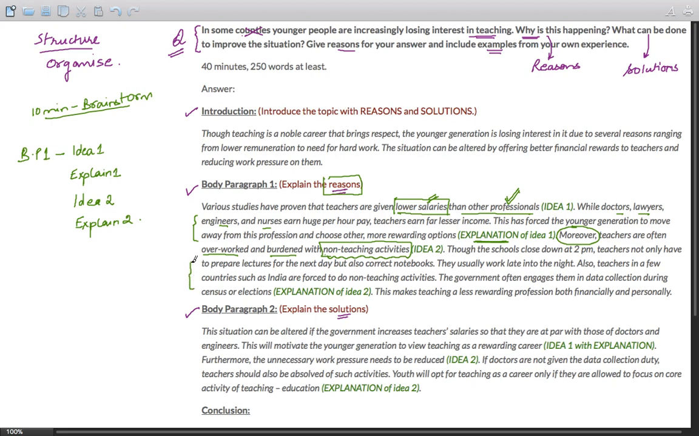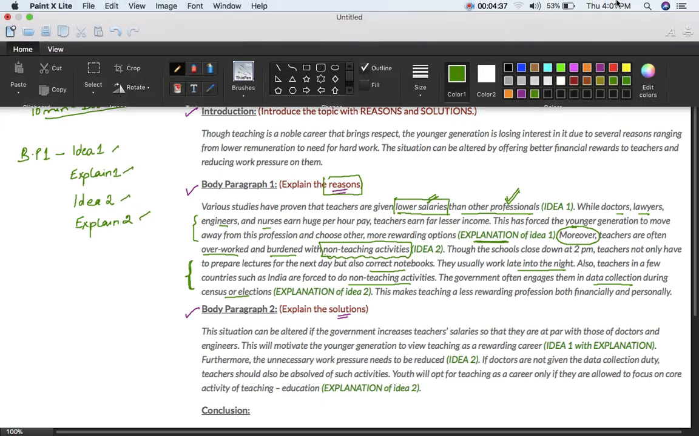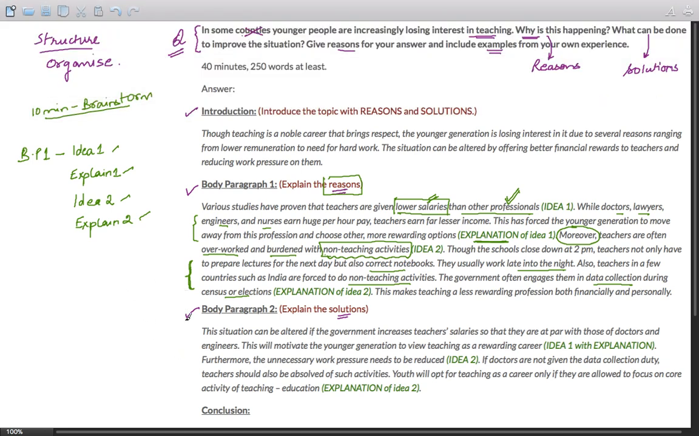Teachers have to do several activities which have nothing to do with teaching itself. They usually work late into night and they have to correct notebooks. They are doing non-teaching activities such as data collection for census or elections. So these are some of the activities, and they're really overburdened since they work late into night. This is explanation of idea 2. So once you're done with idea 1, explanation 1, idea 2, explanation 2, your body paragraph 1 is complete. It's time to move to the next body paragraph.